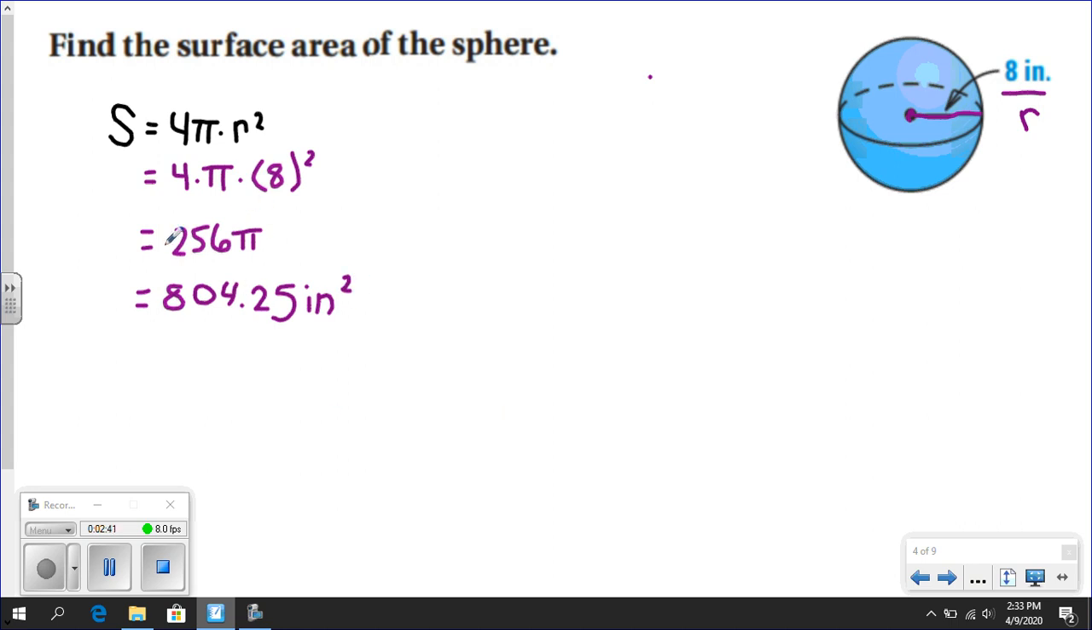Please practice plugging this into your calculator so you can see how I'm getting this number, especially rounding to the nearest tenth. We're still having a lot of problems with that on our homework, so kind of just look and see why I rounded that to 0.25.